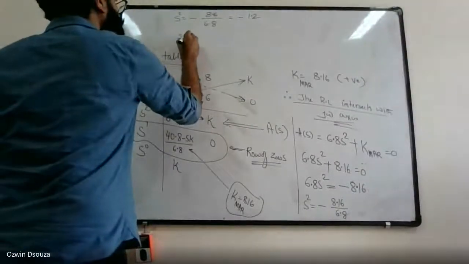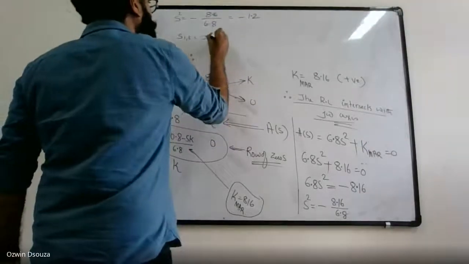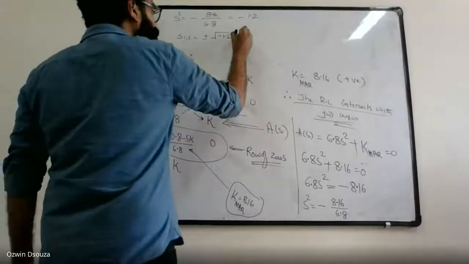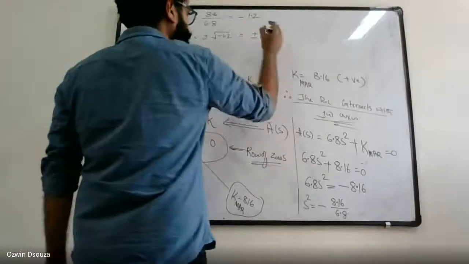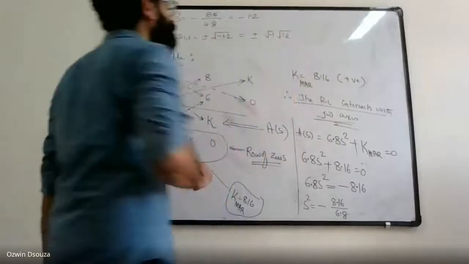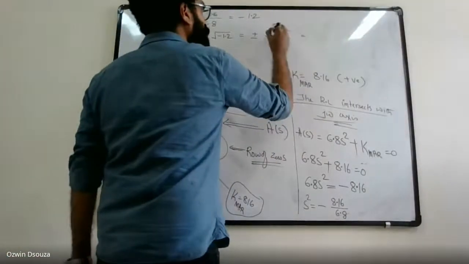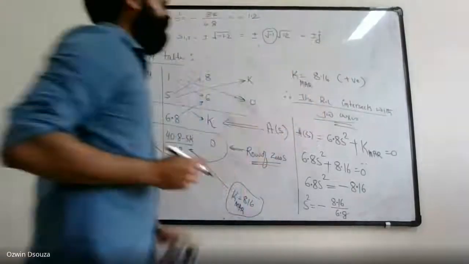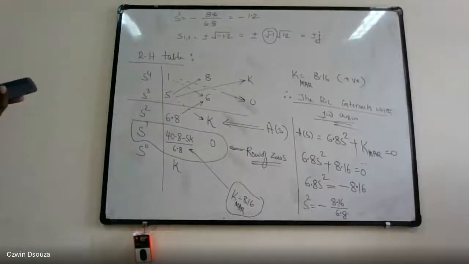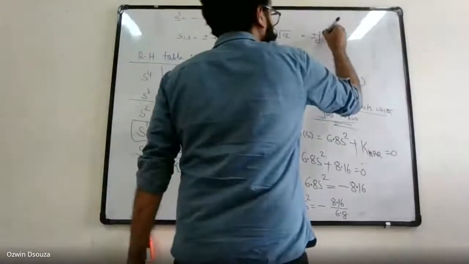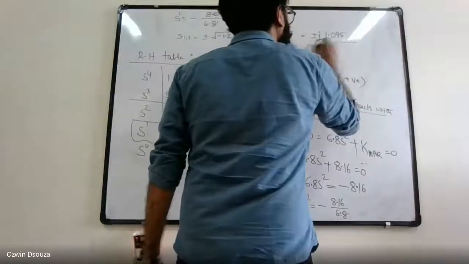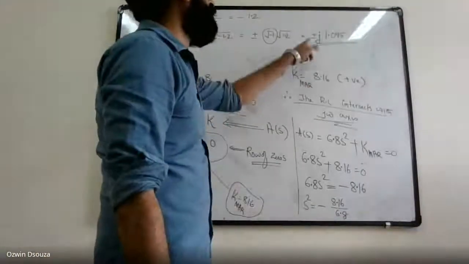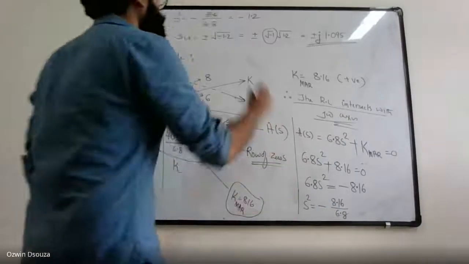So s1, 2 is equal to plus or minus under root minus 1.2. This can be taken as plus or minus under root minus 1 into under root 1.2. What is under root minus 1 in complex notation? j. So plus or minus j into under root 1.2. Under root 1.2 is 1.095. So the imaginary roots are plus or minus j 1.095.